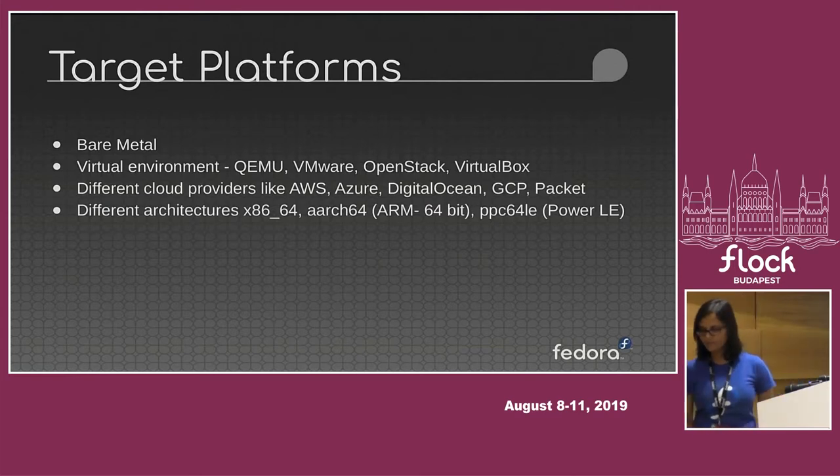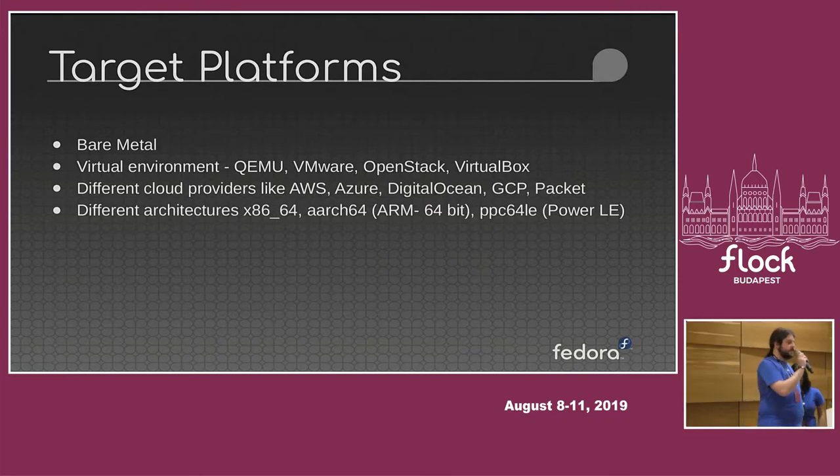So currently, you can get CoreOS only for 64-bit Intel. It targets bare metal environments, so your servers and other boxes. It targets the mainstream virtualization environments: QEMU, VMware, OpenStack, and VirtualBox. You can also run CoreOS on the mainstream cloud providers like AWS, Azure, DigitalOcean, Google, and Packet.